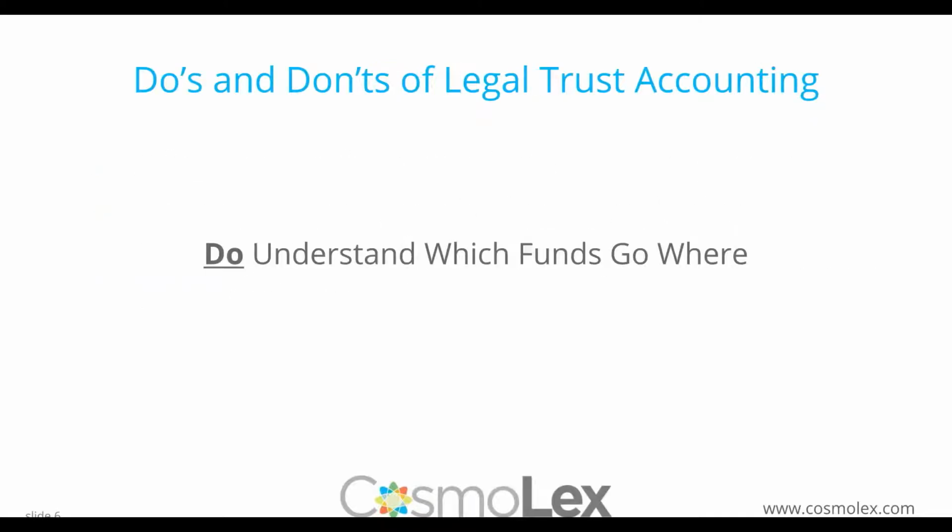So let's start with our do's and don'ts. The first item is you do want to understand which funds go where. Now, in some states, you can receive payments directly into your operating account. You can receive check or cash or retainers, but in other states, everything has to go through the trust account. So it does very much depend on your state or your jurisdiction.